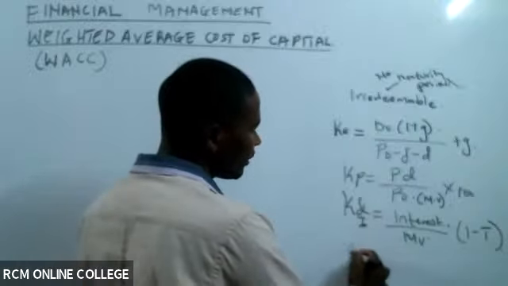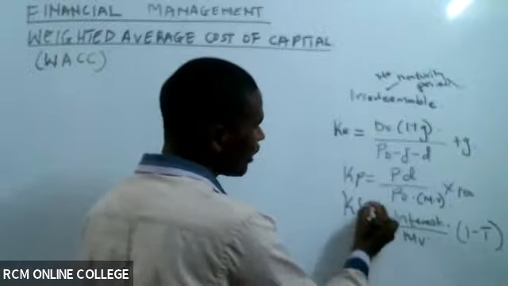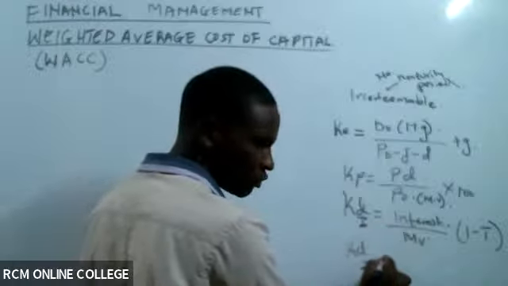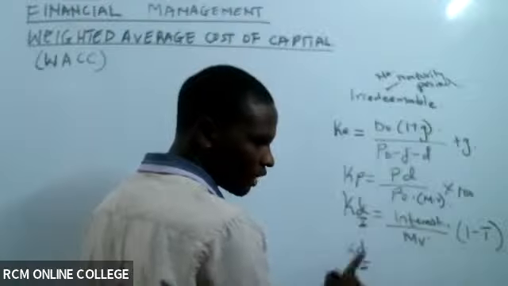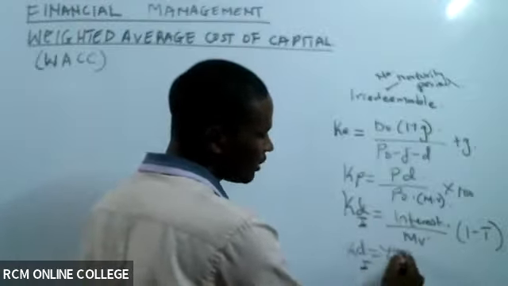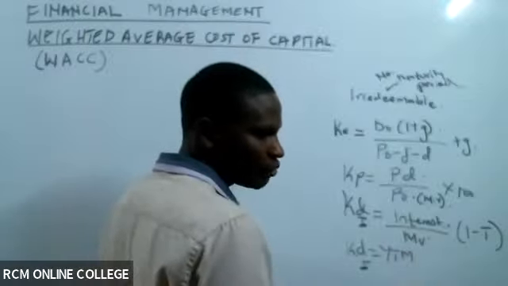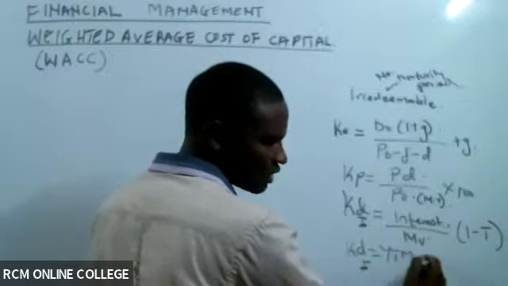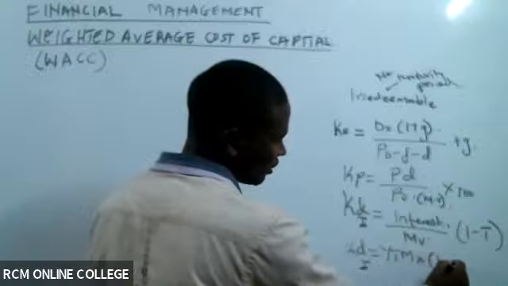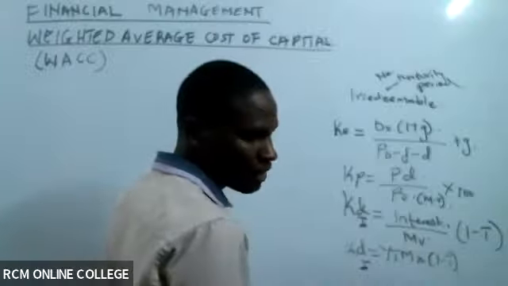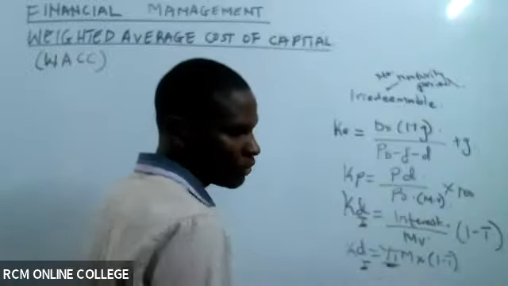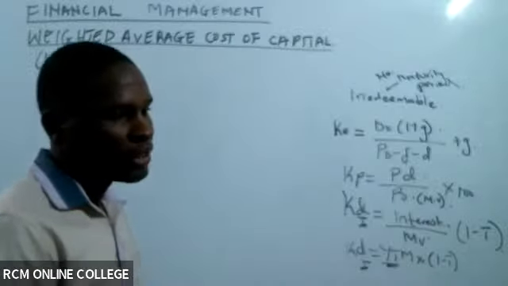So KD for the redeemable, the one that has a maturity period, is simple. It is given by YTM, yield to maturity. Then you adjust this for tax, 1 minus T. Now, the big thing is to remember how we get the YTM.